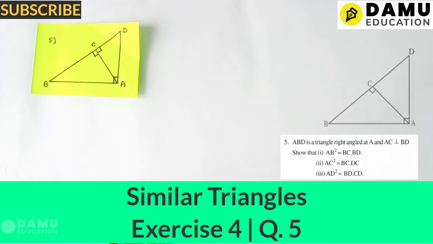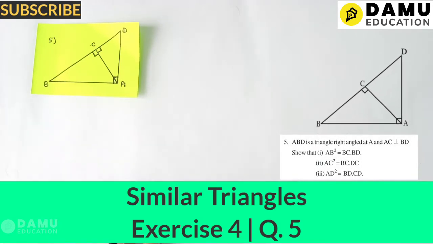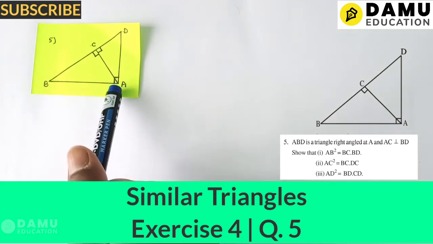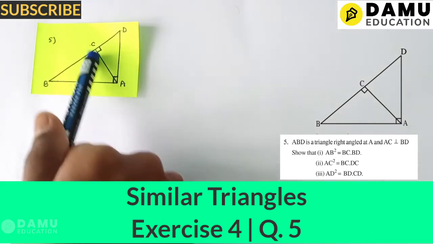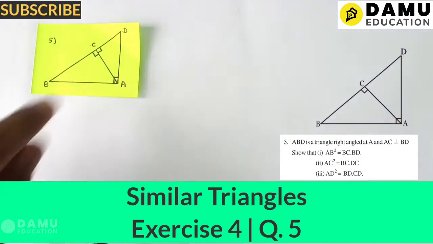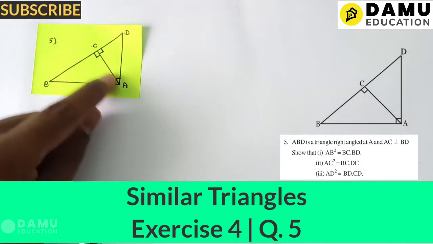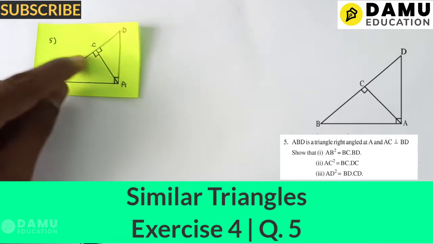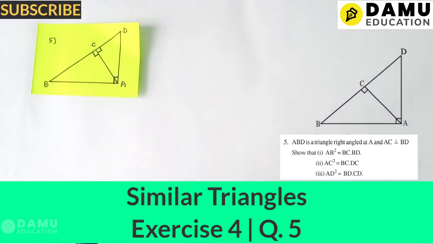In this module, we are going to discuss our fifth question. ABD is a triangle, right-angled at A, and AC is perpendicular to BD. That is, if you take this right-angled triangle, BD is the hypotenuse, and if you consider ABC as a triangle, this is the height, the altitude. Show that AB square is equal to BC into BD.